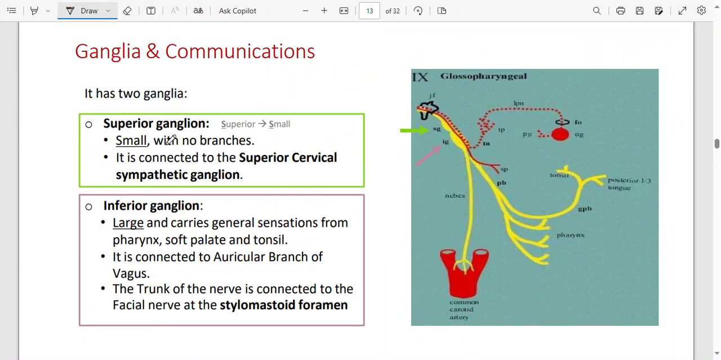So the superior ganglion, think of S as superior ganglion is small, with no branches, and it is connected to the superior cervical sympathetic ganglion. The inferior ganglion is large and carries general sensation from the pharynx, soft palate, and tonsils. Remember, general. The trunk of the nerve is connected to the facial nerve at the stylomastoid foramen.